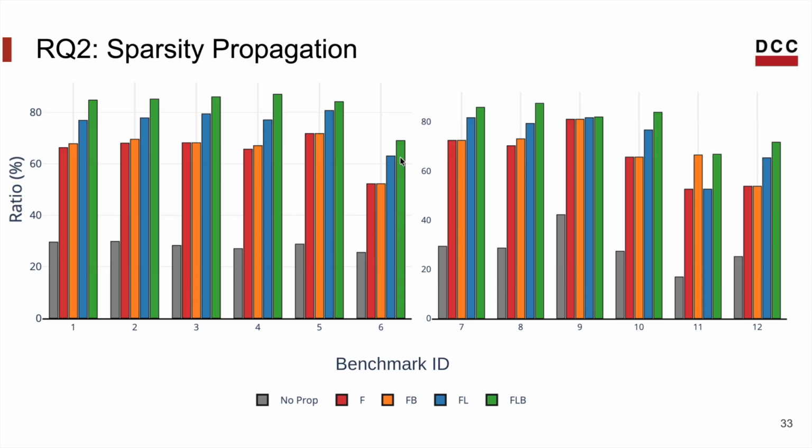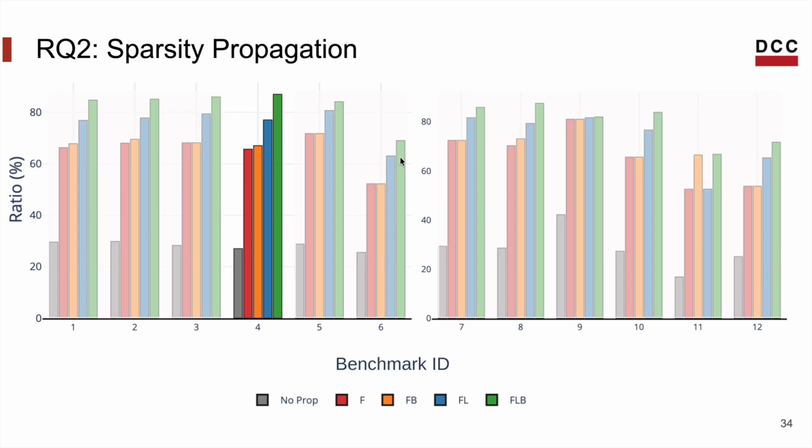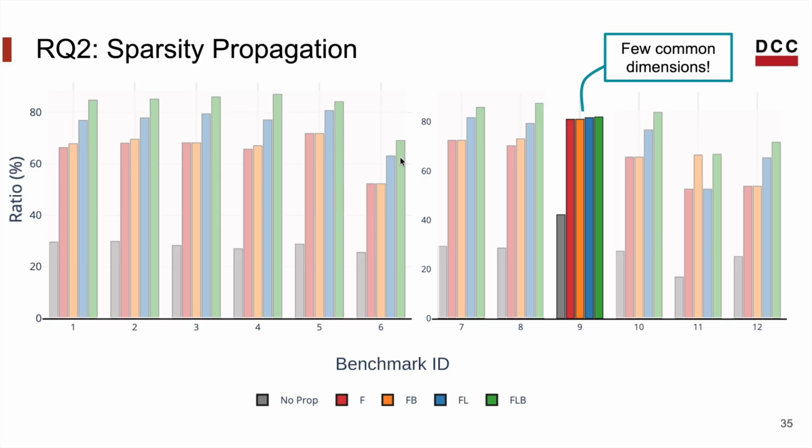There's always a jump from gray, which means no analysis, to the other colors. And in some cases, we are able to see an increase in sparsity from 27% to 84%. And in a specific benchmark, which is benchmark 9, you can see that there's very little increase between red and the other colors. And the reason behind this is that in this particular benchmark, the tensors have very few shared dimensions. So that prevents lateral propagation from happening, which also prevents backward propagation from discovering new sparsity.